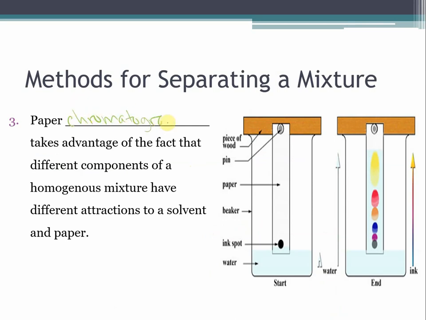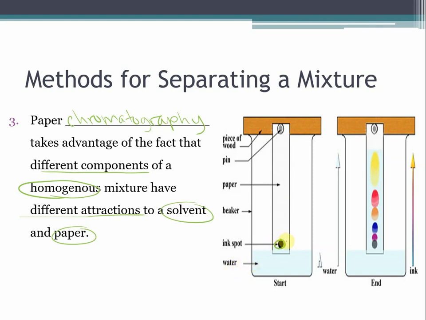It's probably the prettiest method. Paper chromatography takes advantage of the fact that different components in a mixture, and again, this will work for homogeneous mixtures, have different attractions to a solvent and to paper. So let's say you wanted to separate out the different inks in a black marker or a black pen, because black is a combination of all the colors. They've all got to be in there somewhere.